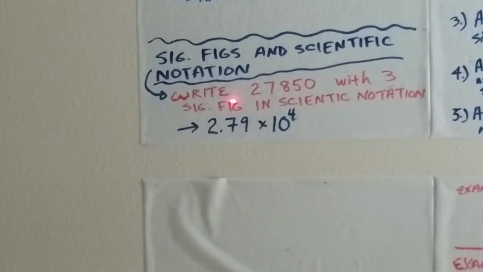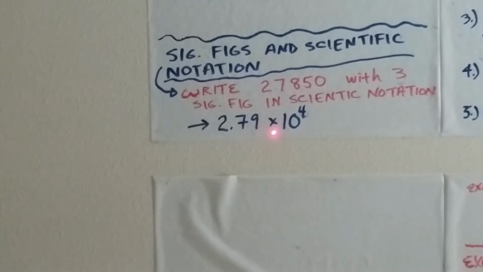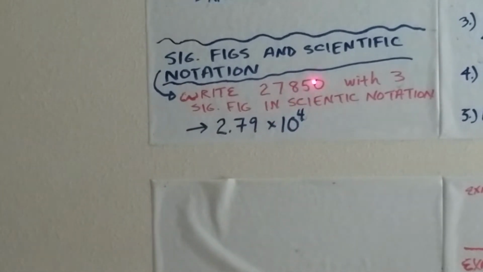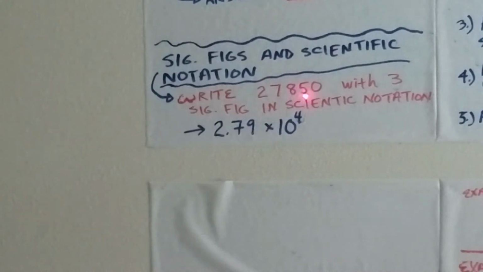And then remember what we were asked to do is we were asked to write this with three sig figs. So you can see here I have 1, 2, 3 sig figs. Everything else is left off. So we'll just round off and bump that 8 up to a 9.